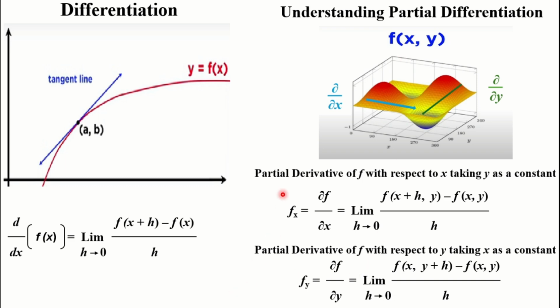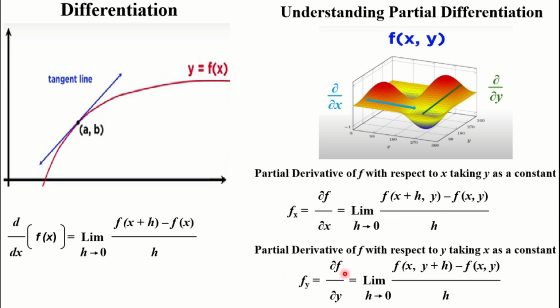The partial derivative of the function with respect to x, taking y as a constant, we represent as the partial derivative of the function with respect to x is equal to limit h tends to 0 of f of x plus h comma y minus f of x y upon h. This is the partial derivative of the function with respect to x. Here we treat y as a constant.